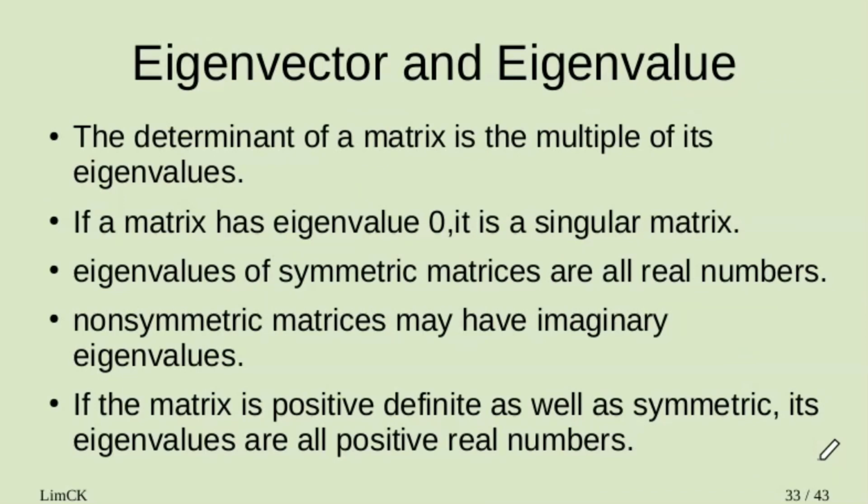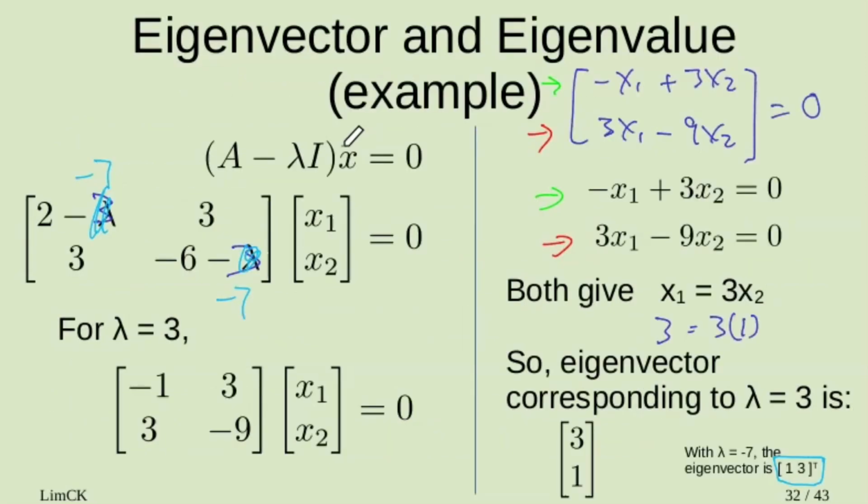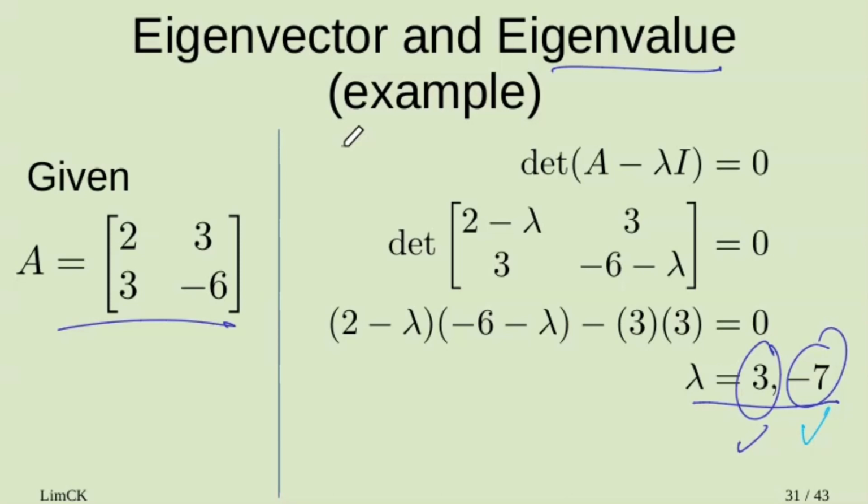Some information here. The determinant of a matrix is the product of its eigenvalues. If you know all the eigenvalues, you can find the determinant easily by multiplying them together. For example, here the eigenvalues are 3 and -7, right? So the determinant of A should be equal to -21. Multiply them.